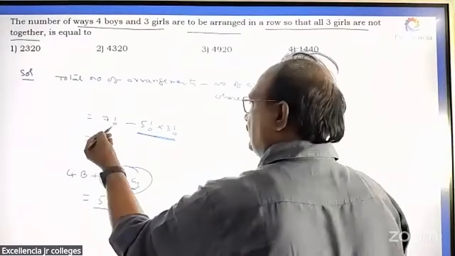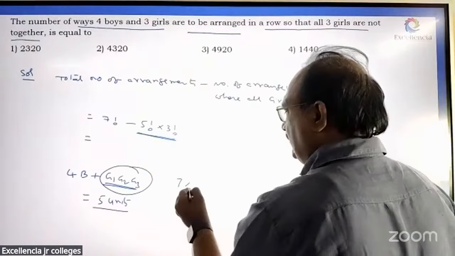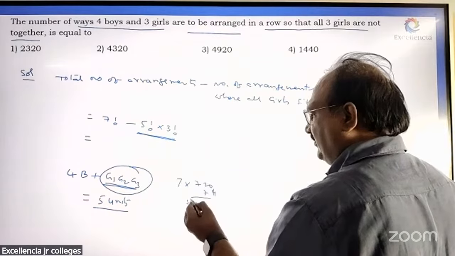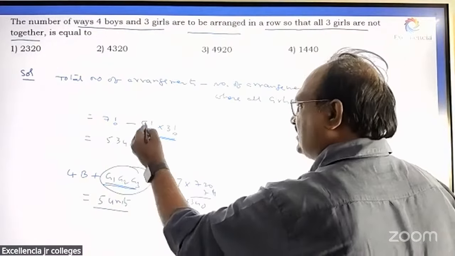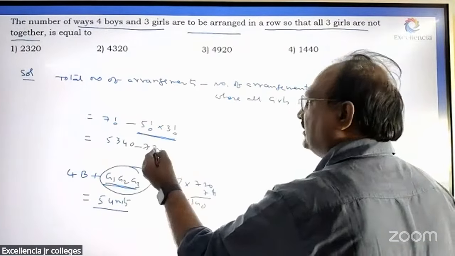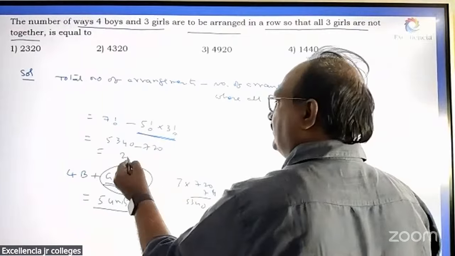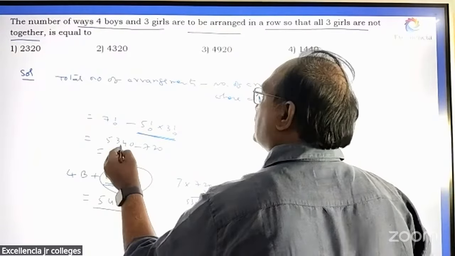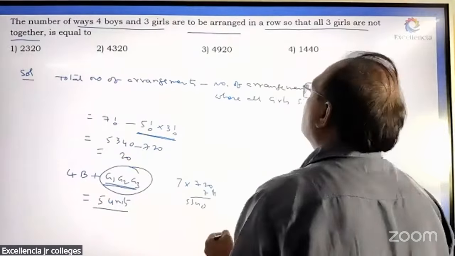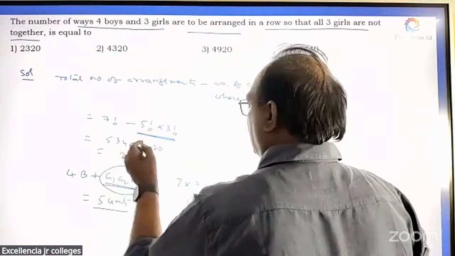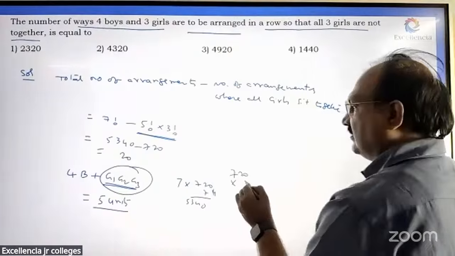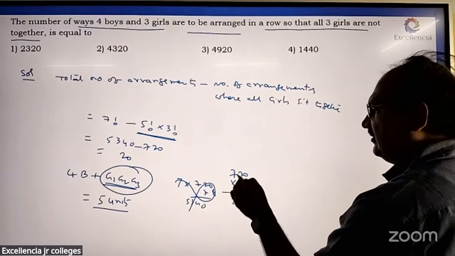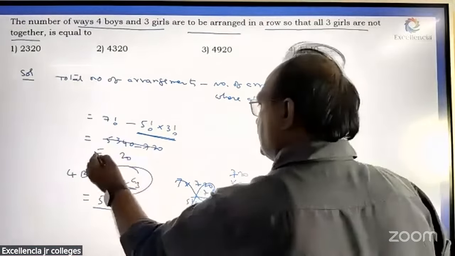What is 7 factorial? You have to simplify this. 7 factorial means 7 into 720, that is 5040, minus 5 factorial, 120 into 6, 720. Then the answer becomes... this is wrong.